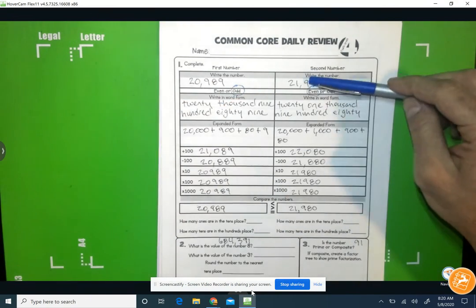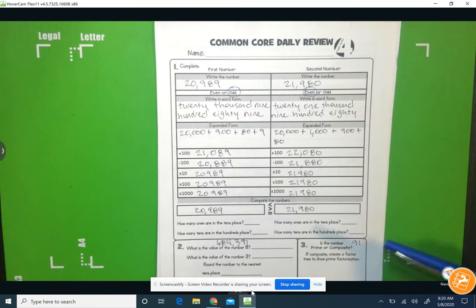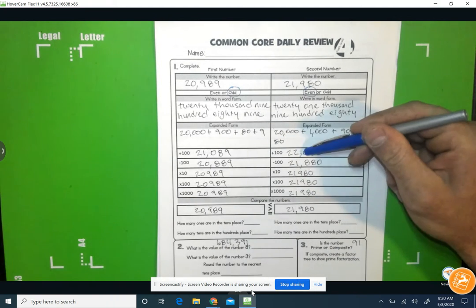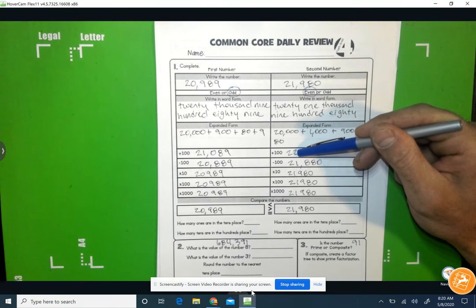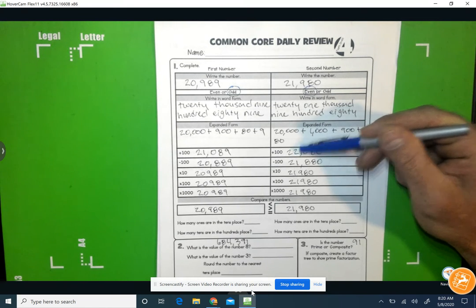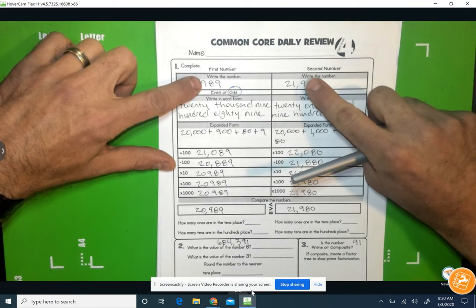You'll notice the same thing in 21,980. By adding 100, you're increasing that digit 9 by 1, and that means it goes to 0. Our digits go 1, 2, 3, 4, 5, 6, 7, 8, 9, 0, and then it starts over. When that turns to a 0, the thousands place must also bump up 1 digit from a 1 to a 2. So adding 100 to 21,980 is 22,080.